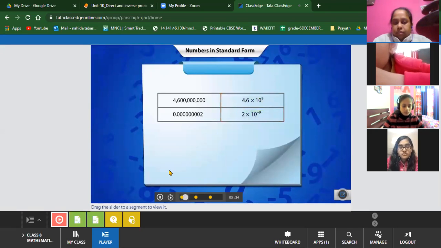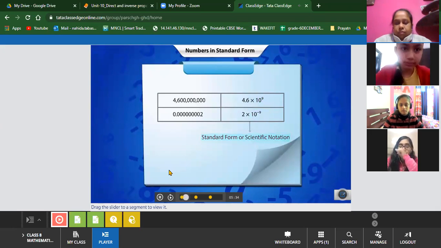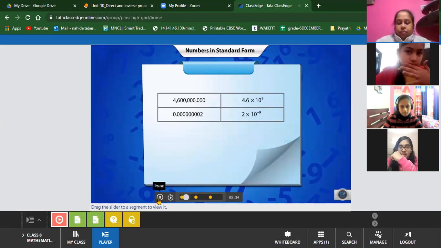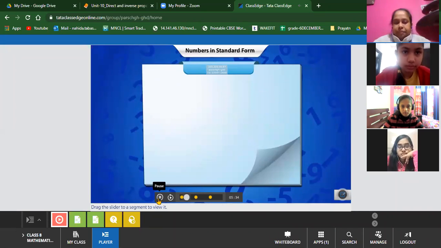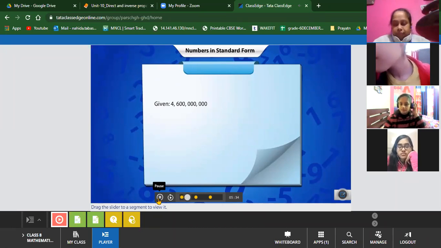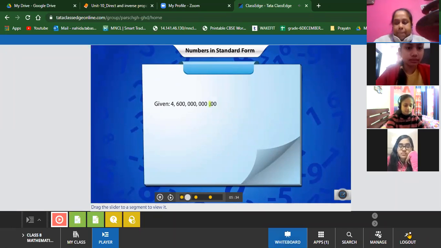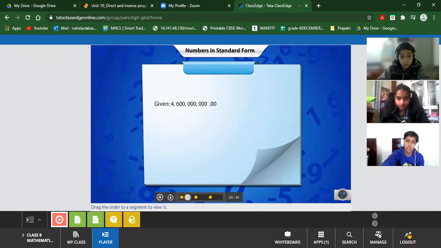Numbers written using the powers of 10 are said to be written in standard form or scientific notation. Through this animation, let us look at writing numbers in their standard form or scientific notation. Let's look at writing 4,600,000,000 in the standard form. Although we do not see the decimal point in this number, the point is to the right of the 8th zero.